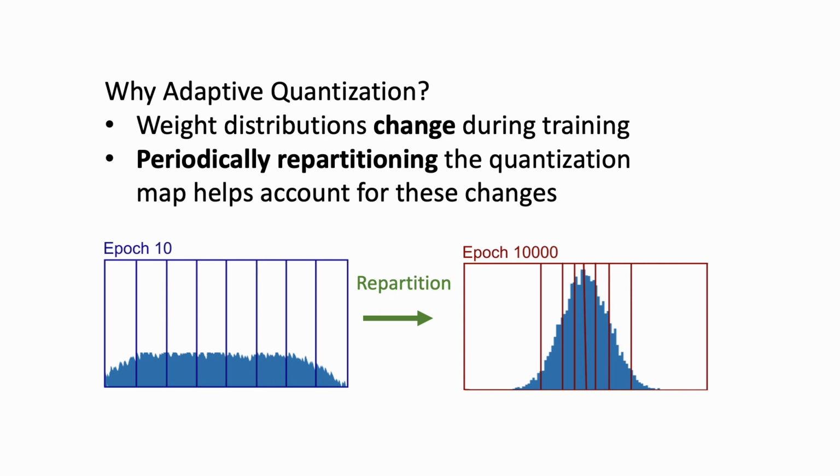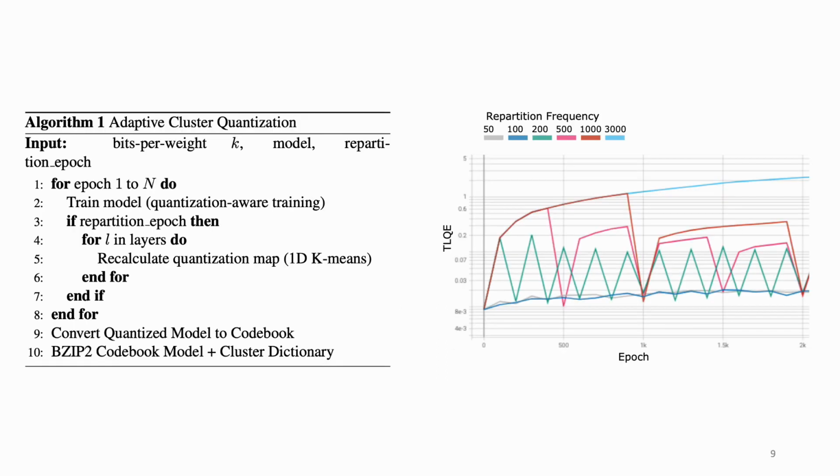And why adaptive quantization? Weight distributions typically change during training. Using the same map for each epoch will therefore introduce error. By periodically repartitioning, we can better balance the accuracy of the quantization with the computational cost. We find that periodically repartitioning helps reset the quantization error during quantization-aware training, leading to improved performance.